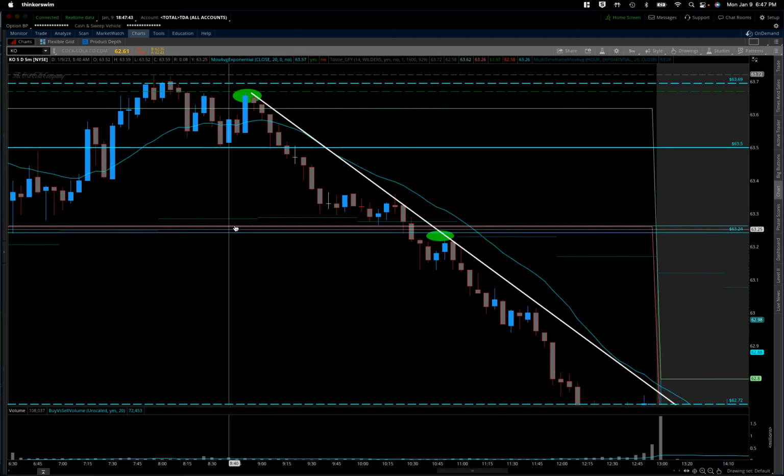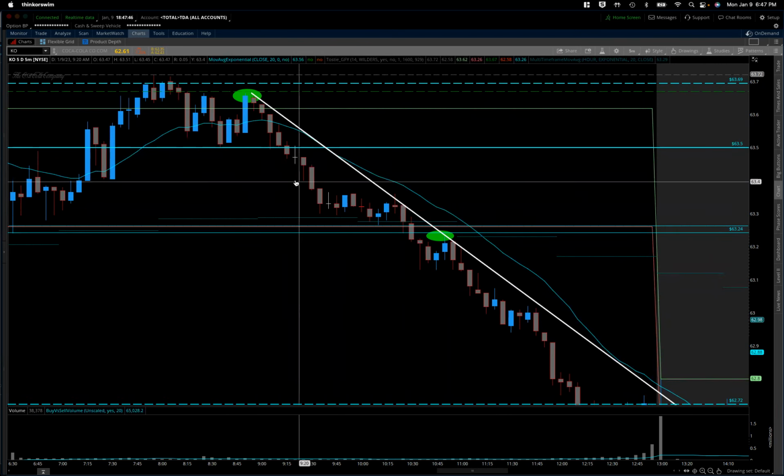I used to use a 21. He likes using the 20. So I was like, I'll give the 20 a shot. And it's been working great for me so far.